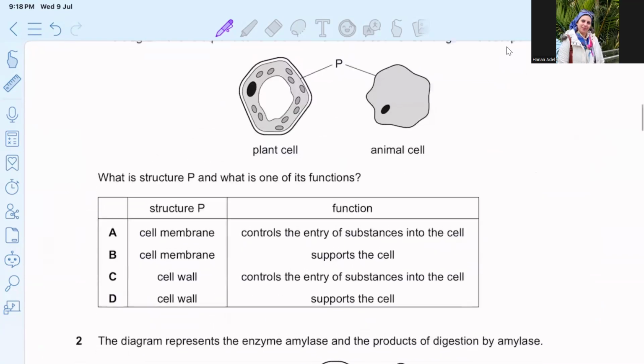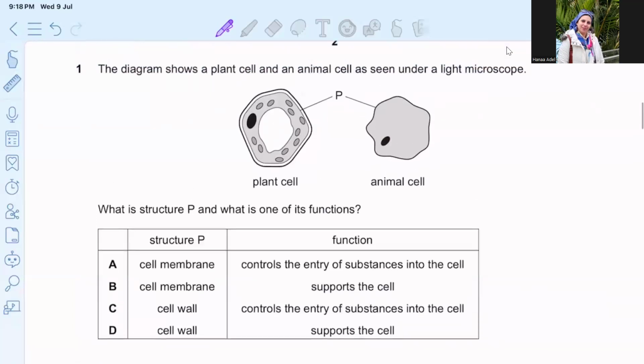Question 1. The diagram shows a plant cell and animal cell as seen under a light microscope. What is the structure P and what is one of its functions? So if you concentrate well, we can find the common letter, which is P. Is it a cell membrane or cell wall?